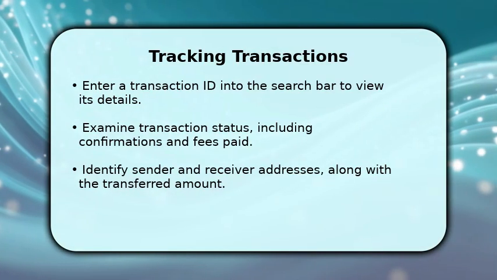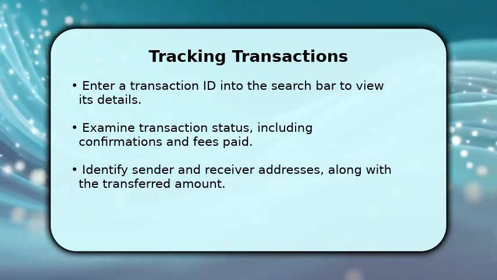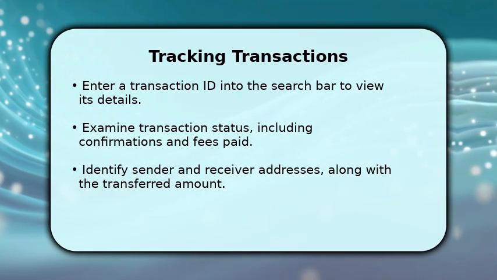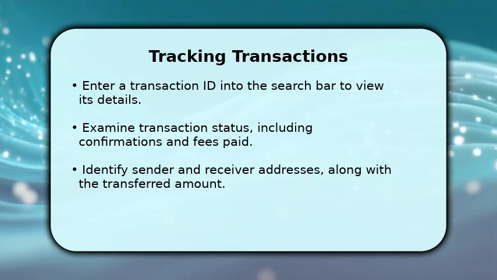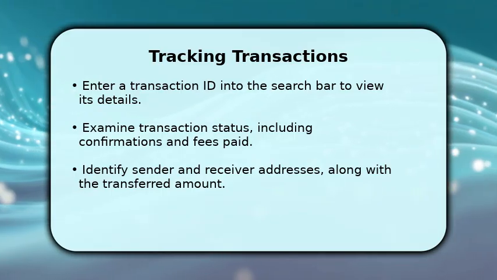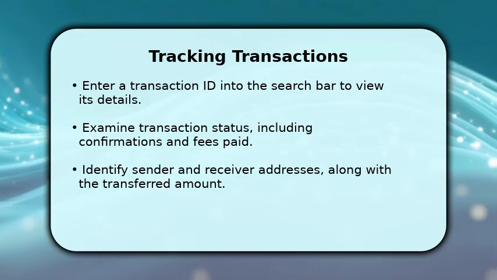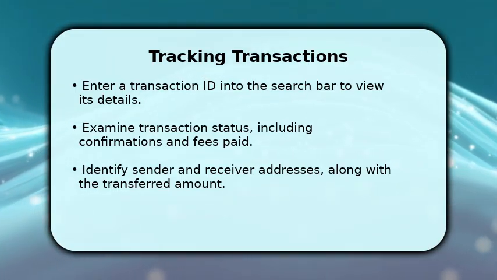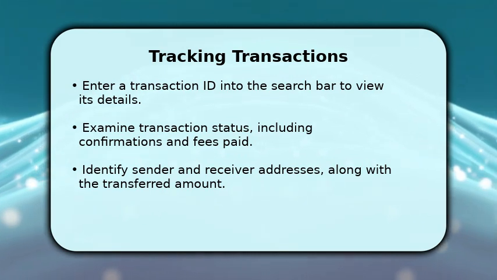Once you've entered a transaction ID, the Explorer displays a wealth of information. You can see the current status, including how many confirmations it has received, which indicates its security on the network. Pay attention to the transaction fees, typically shown in satoshis per byte, and the total amount transferred. The Explorer clearly outlines the sending and receiving addresses involved, providing full transparency for every movement of funds.